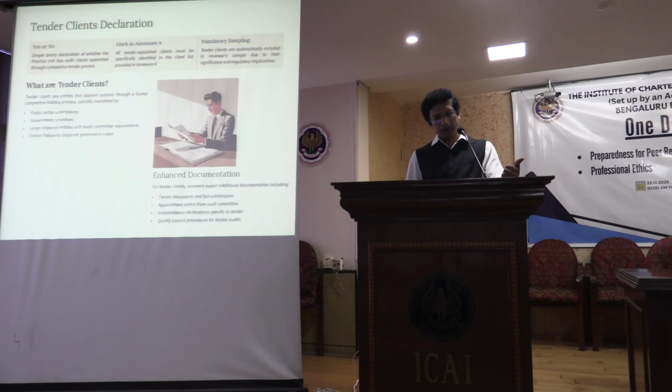So what is required here? Your tender documentation has to be kept. Then appointment letters from the audit committee, in case it's an audit committee appointment through a tender process. Independence declaration, because most of these tenders have an independence declaration. They have to give all this before you become eligible for tender approval. Then what's your quality control for the tender? Do you have any specific control, or are you following the same control but there is a proper dedicated partner in charge to take care of those tenders? That has to be ensured.